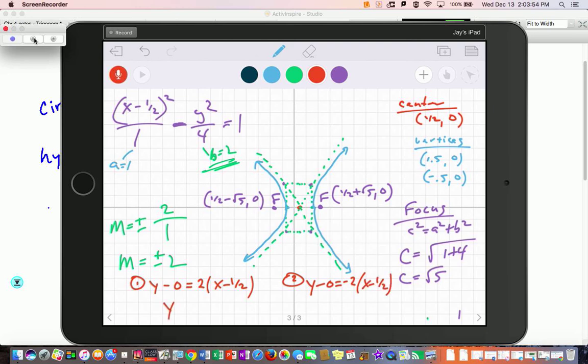So this one turns out to be y equals 2x minus 1. And this one turns out to be y equals negative 2x plus 1. Because I just went to what's called point slope form, used the slope that I found and the center as my solution point.